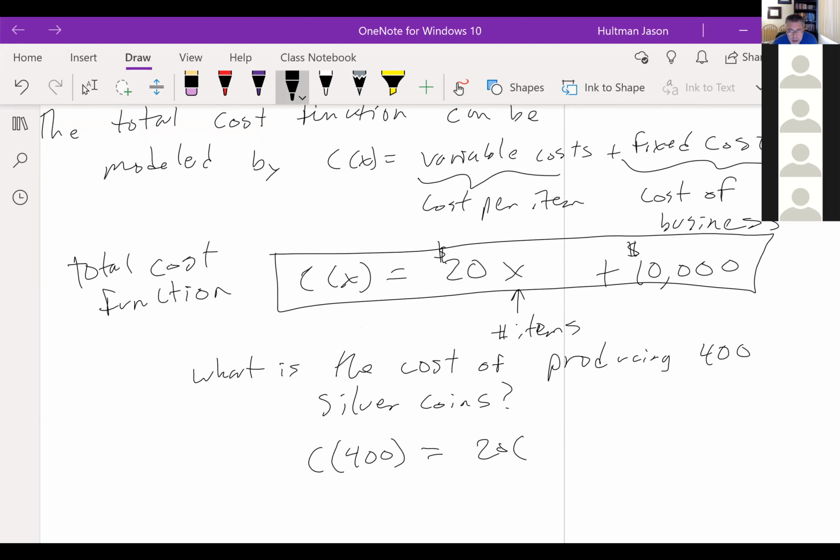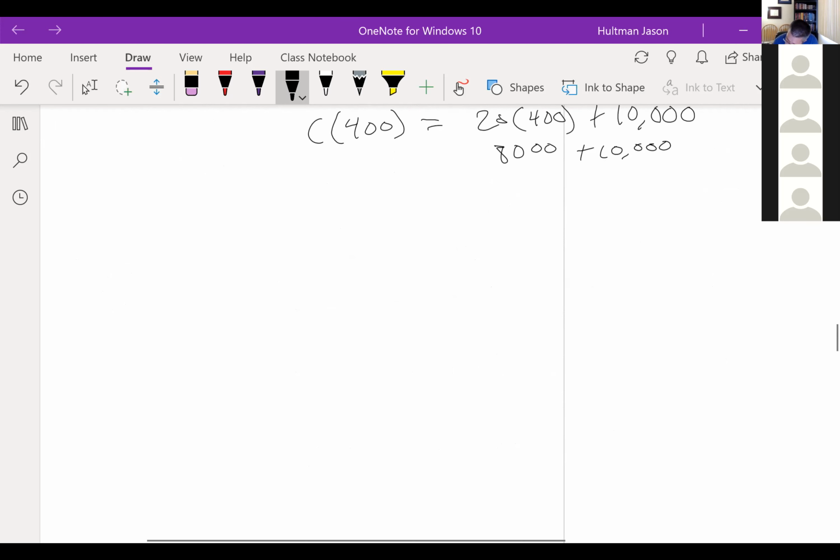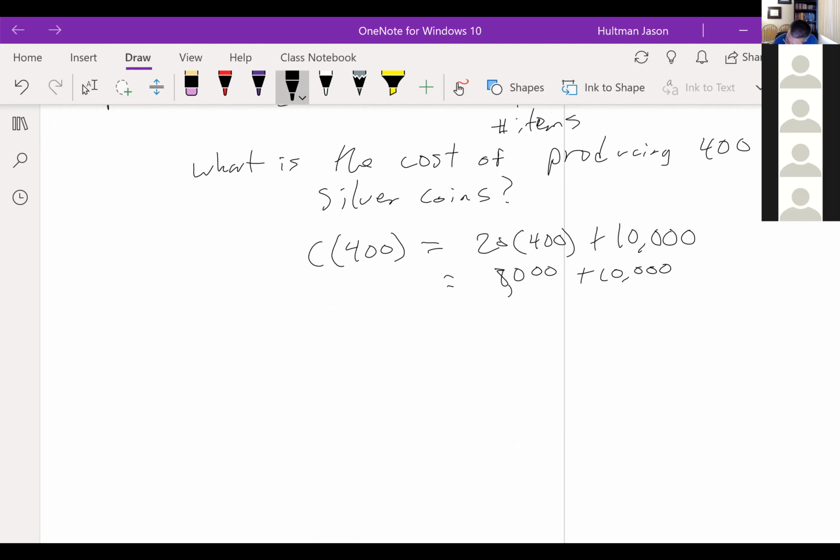Giselle says it's 18,000. Yes, it is. You're right. Very good. Lucero says it's 18,000 as well. Very good, Lucero. It is 18,000. So it's 20 times 400 plus 10,000. So what's this going to be? 8 grand plus 10 grand, which is going to be 18 grand, 18K. Those are my overhead costs. That's the cost of producing 400 coins.